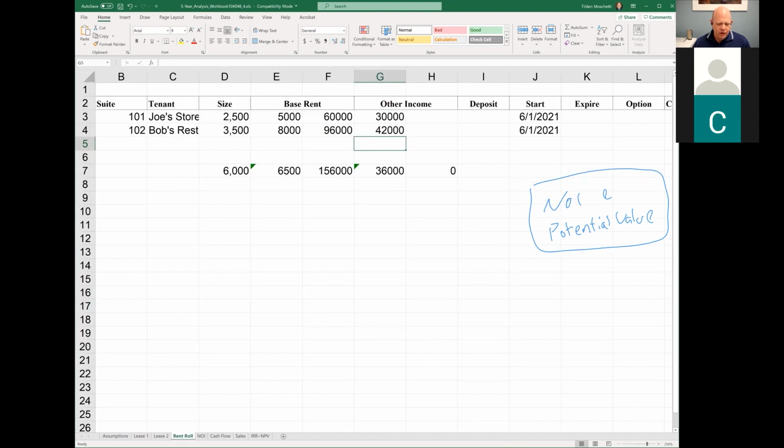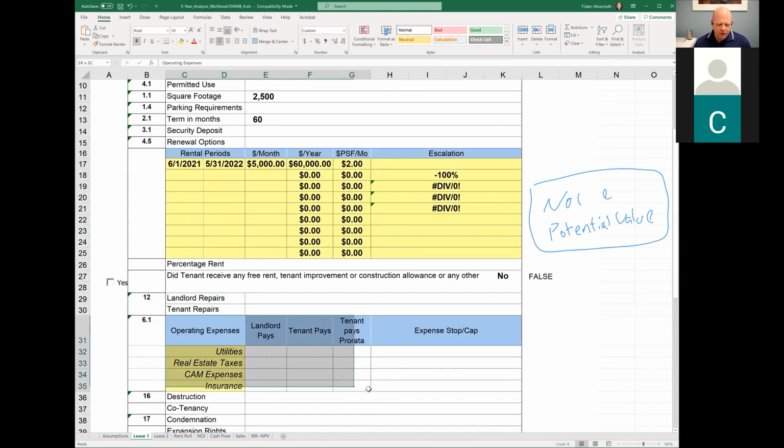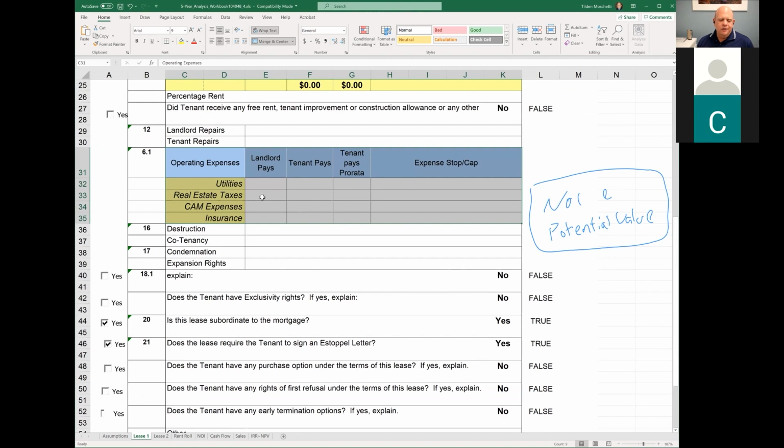Also a lever in here is this other income, what our pass-throughs are. Because even though we've got an area in our lease that has the operating expenses and who pays for what, a lot of times, you've all seen it, 20% of the time, 25% of the time, you'll have a landlord who's not really passing through expenses the way they can.